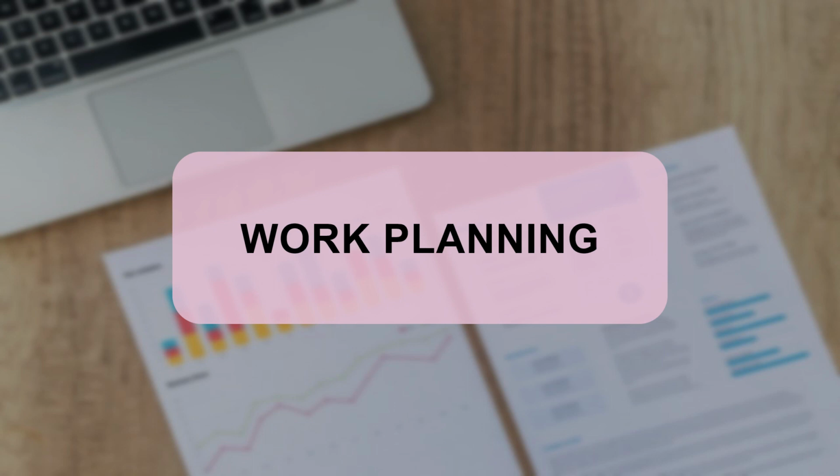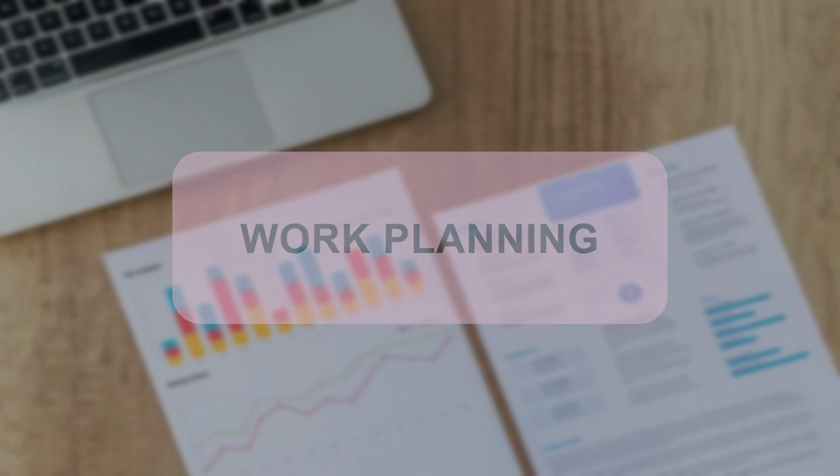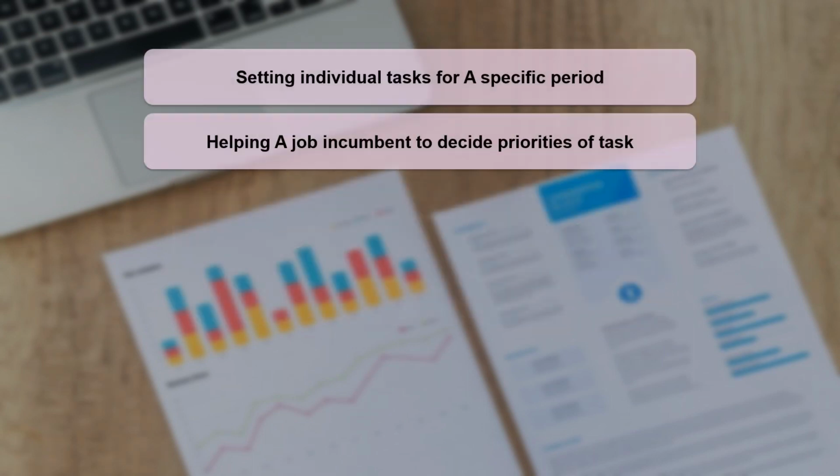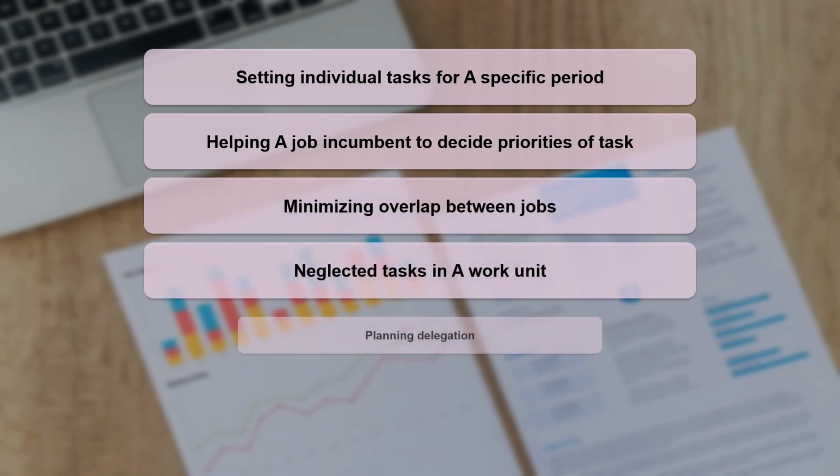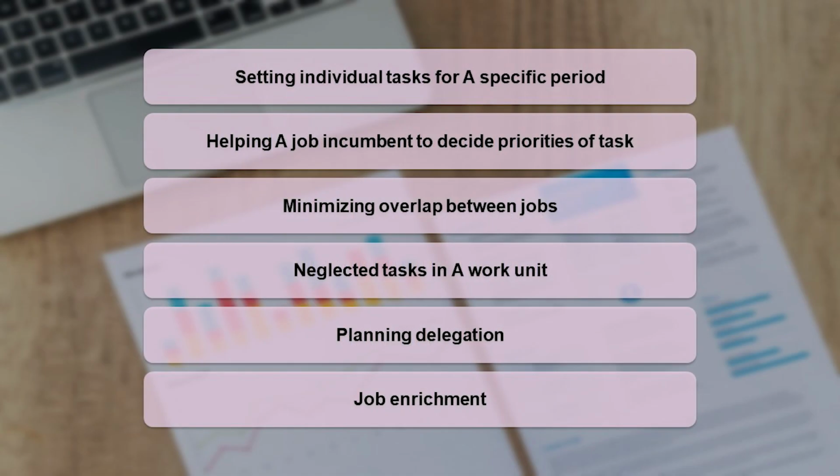Point number 2 is work planning, which includes the following: setting the individual task for a specific period, helping a job incumbent to decide the priorities of tasks, minimizing the overlap between the jobs, neglected tasks in a work unit, planning the delegation, and job enrichment.